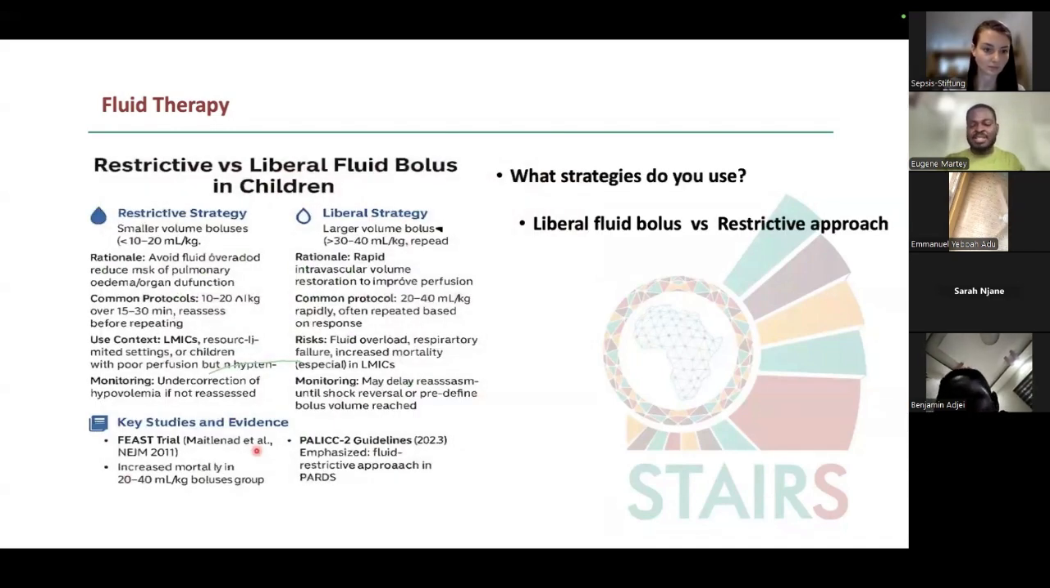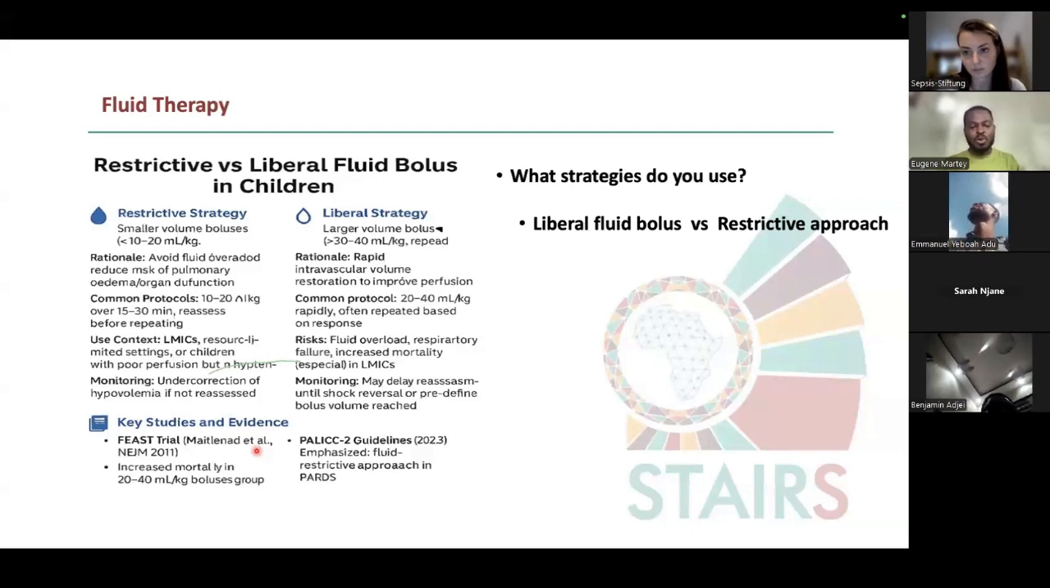Having said that, two strategies exist whenever you have to give a fluid bolus for your patient who has come in septic shock. We have the restrictive strategy and the liberal strategy. Now, I have looked at the Surviving Sepsis guidelines. I've looked at the FEAST trial, which is a very important landmark study that has ultimately guided how we look at fluid therapy in critically ill children.